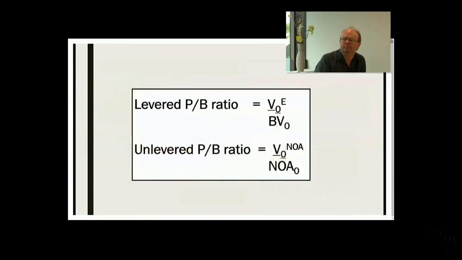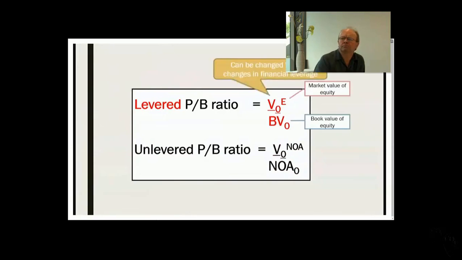We can express levered and unlevered price-to-book ratios as levered price-to-book ratio equals market value of equity divided by book value of equity, and unlevered price-to-book ratio equals value of net operating assets divided by the book value of net operating assets. The levered price-to-book ratio is the relationship between the market value of equity and the book value of equity. We know a firm's levered price-to-book ratio can be changed through changes in financial leverage. It is in part determined by how a firm's operations are financed.